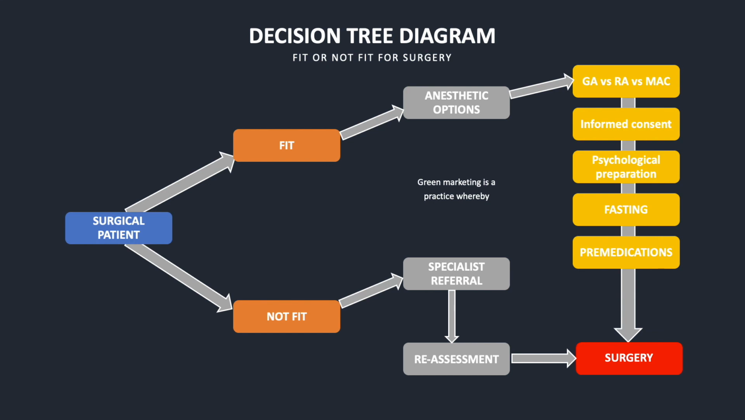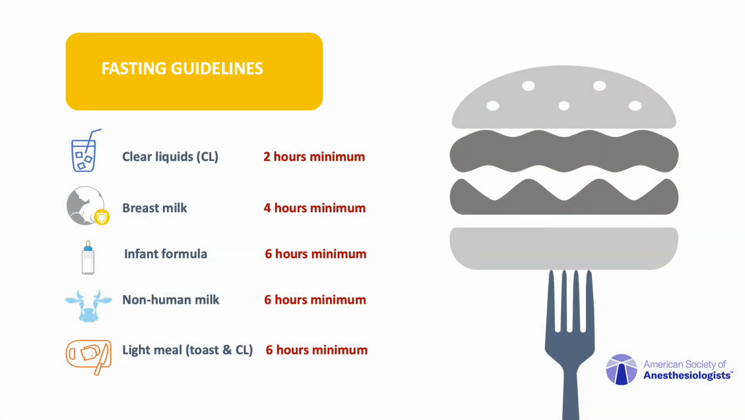So if a patient is fit, they go through anesthetic options, whether a GA, a regional, a sedation, whatever. And then we explain the risks, options, possible complications, and we get their informed consent. And then we prepare these patients psychologically and pharmacologically. It is important to fast this patient because fasting can prevent anesthetic problems from happening, such as pulmonary aspiration, which can prolong hospital stay and increase morbidity.